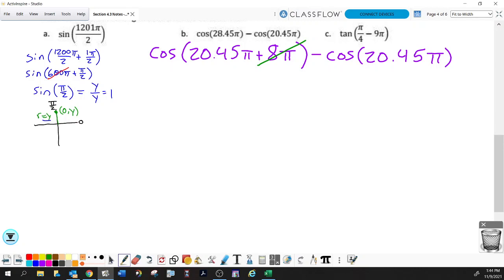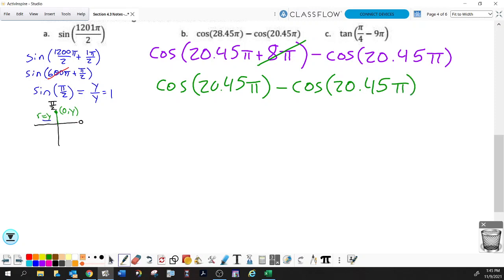If you have to add or subtract weird values of trig, of weird pi's, then your goal here is to not have to even worry about what that value is. I don't know what cosine of 20.45 pi is, so what I needed was for that to disappear somehow because I can't touch a calculator. And what we end up with is cosine of 20.45 pi minus itself, which I think is rather obvious that it's 0. Neat, huh? Neat.